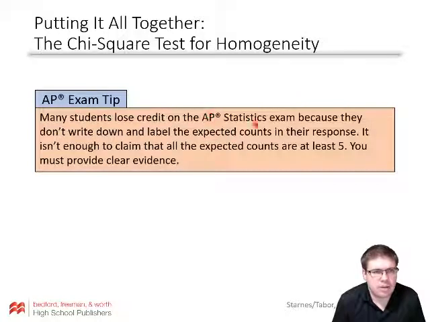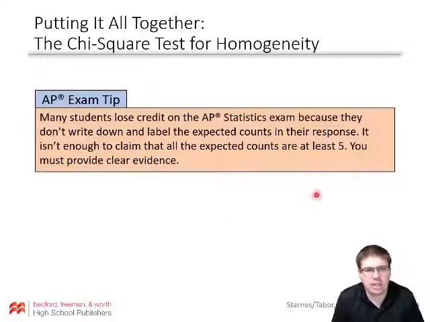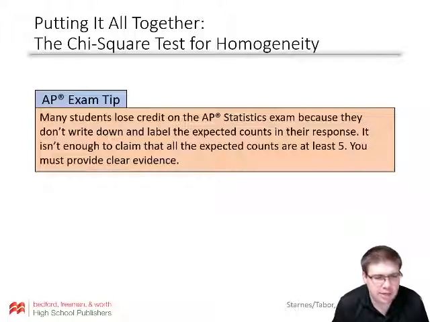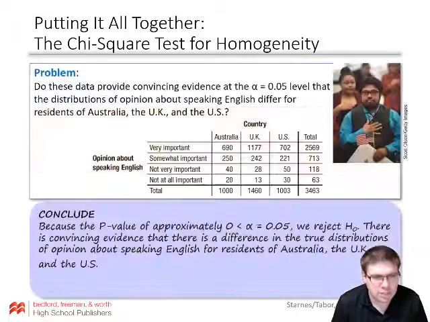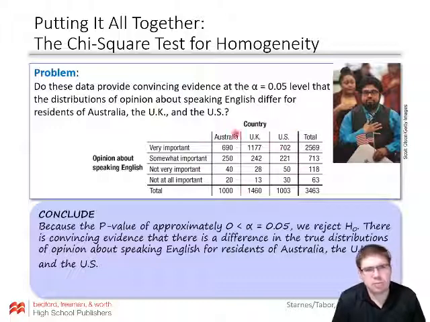Many students lose credit on the AP Statistics exam because they don't write down and label the expected counts in their response. It isn't enough to claim that all the expected counts are at least 5. You must provide clear evidence. All right, so let's go back and look at this in the calculator and maybe even do a little more analysis of where that difference is.